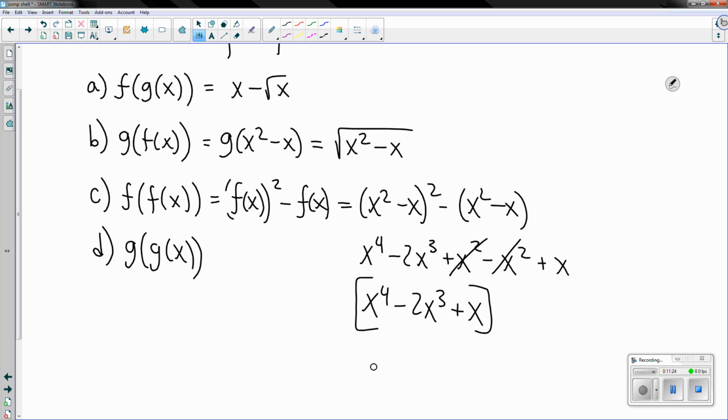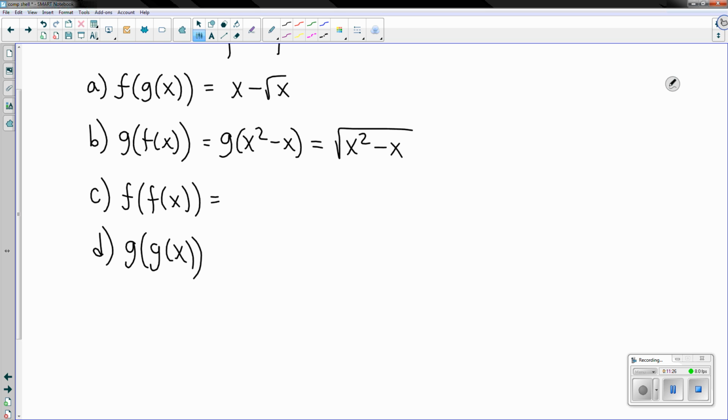And then for the last one, what's g of g of x? So we know g of x, so again, I'll use a different notation. G of x is square root of x, so I'm plugging square root of x into itself. So instead of x, I'm going to replace it with this new input. So we have square root of square root of x. And that is g composed with itself.